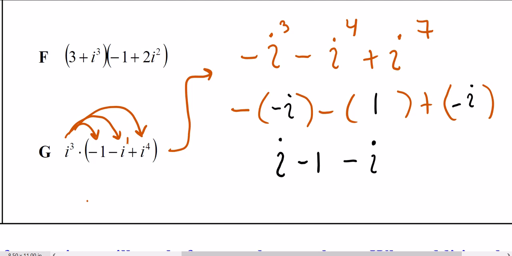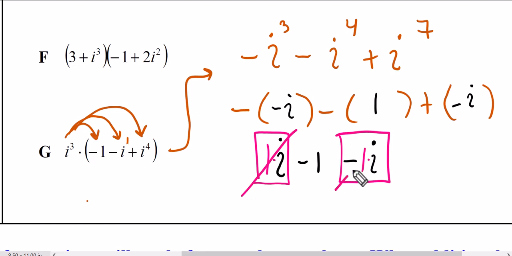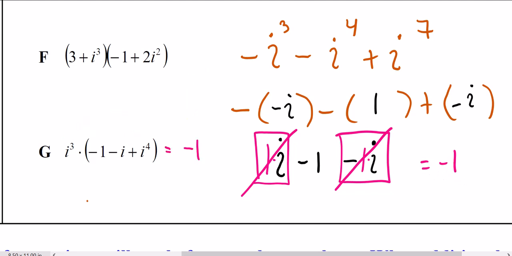Again, expect this nasty problem to kind of just fizzle away, right? So we have i minus 1 minus i. I mean, if you want to put a 1 here and a 1 here, that's great, but it doesn't really matter because I have 1 ice cream, and I ate that 1 ice cream, and they're gone. So all I have left for my answer is negative 1. So this whole thing is equal to negative 1. Poof.